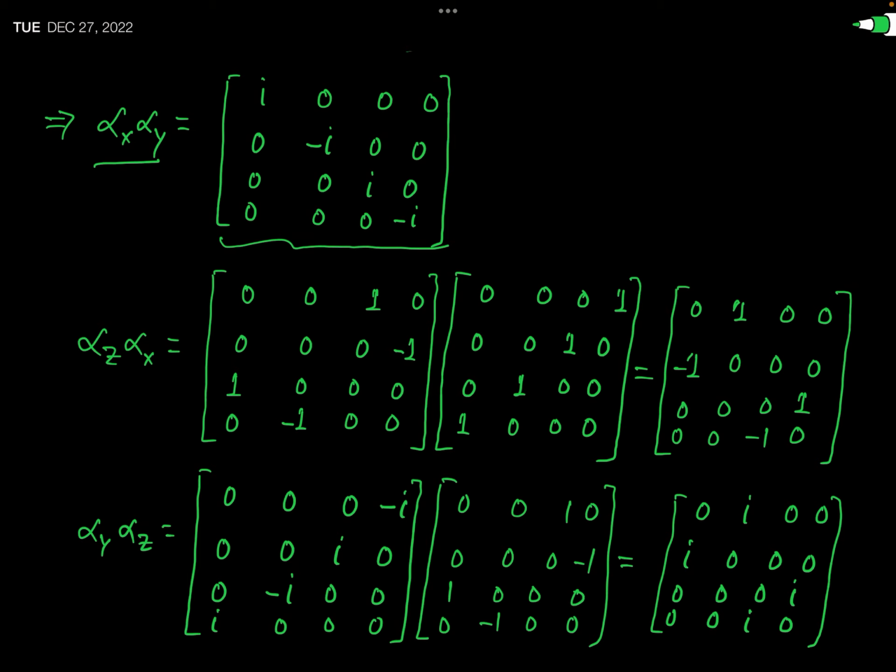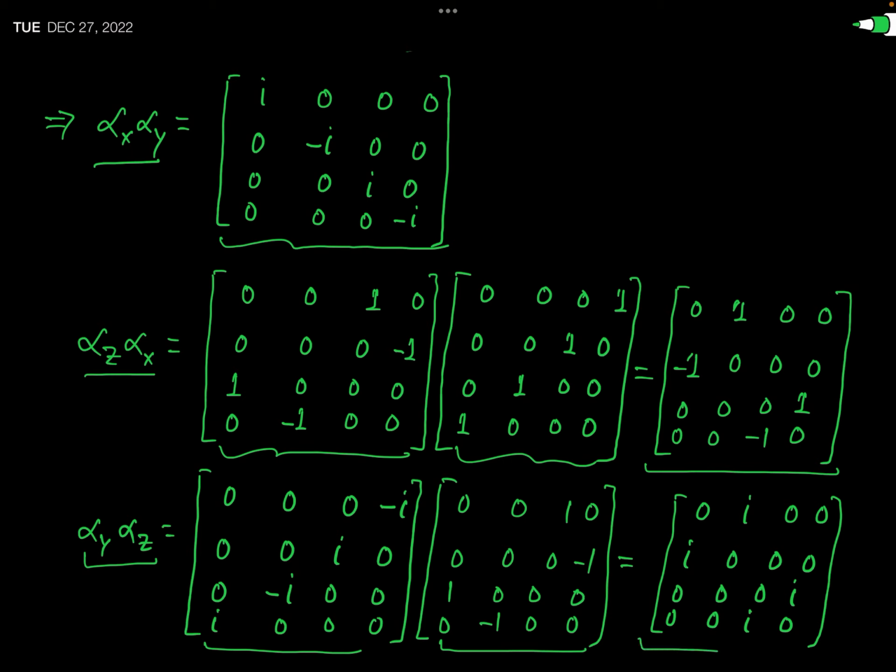Now we need to find alpha z alpha x. This 4 by 4 matrix is for alpha z and this is for alpha x, and when we multiply these two matrices, your result will be this. You can do it. Similarly, you have to find alpha y alpha z. This is alpha y and this is alpha z, and after multiplication the matrix alpha y alpha z will be equal to this. You can do the multiplication.